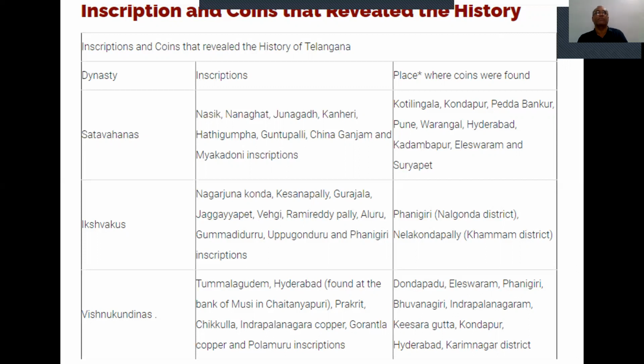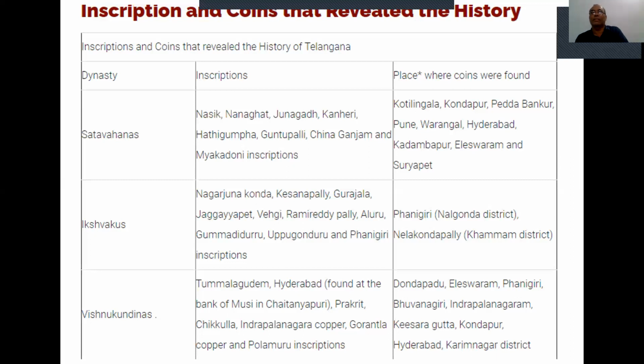One of the first most powerful dynasties which has roots in this particular region is the Satavahana dynasty. And they were imperialists; in this context, I mean they extended their empire to vast regions. You can see the inscriptions were found at Nasik, Nanaghat, Junagadh, Kanheri, Hathigumpha, Gumfali, Gina, Ganjam, and other areas also. So these were the areas which had come under their control.